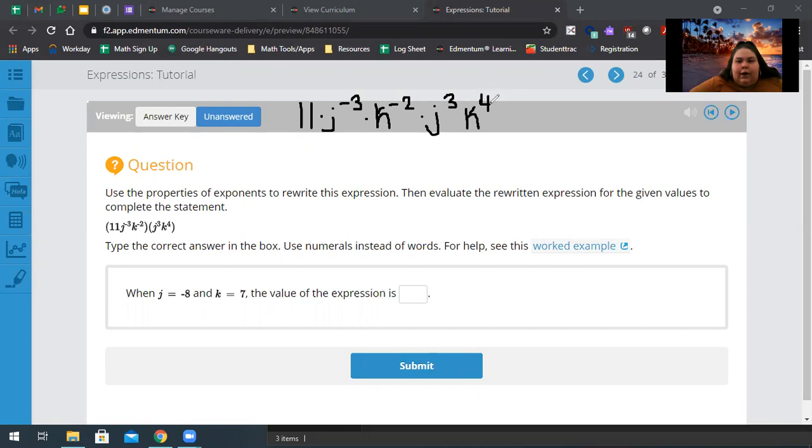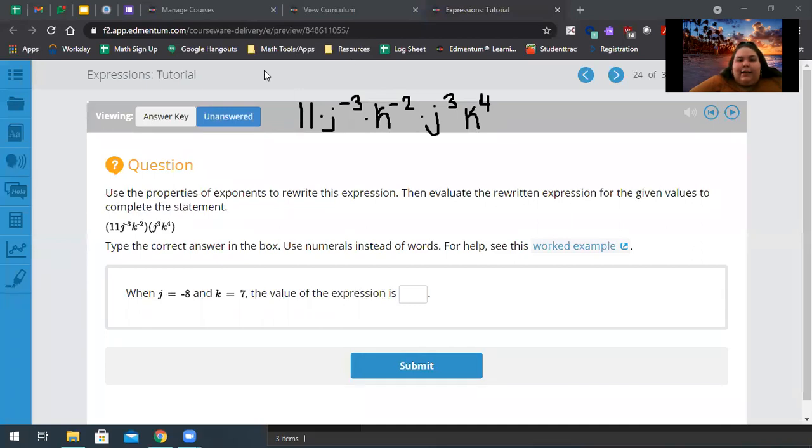Within the tutorial, they did convert all the negative exponents to positive first. I'll do it first where we combine like terms, and then we'll do the second way where we get rid of the negatives. That way you have both options, and then you can select which one you like more. So let's take a look here.